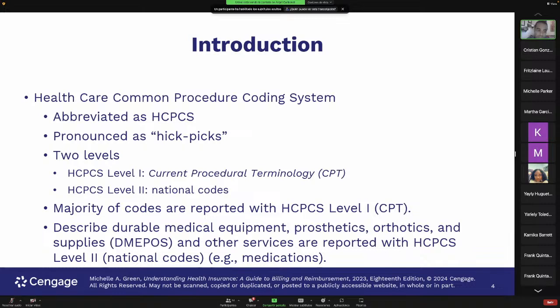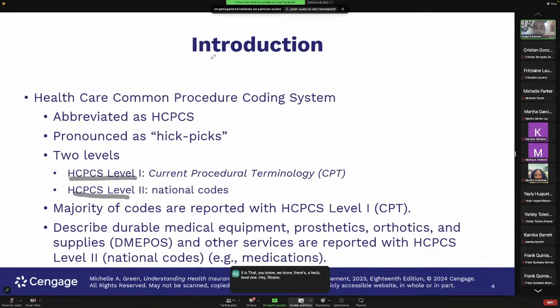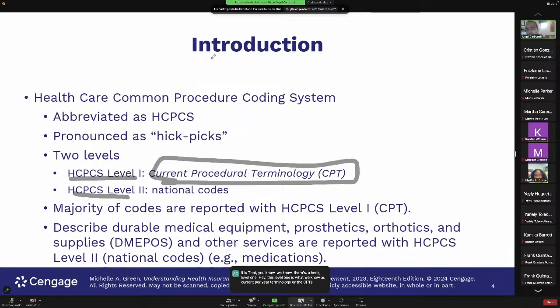Just understand that Healthcare Common Procedure Coding System, or HCPCS, is pronounced "HCPCS." We know there's HCPCS level 1 and HCPCS level 2. HCPCS level 1 is what we know as Current Procedural Terminology, or the CPTs. So every time we talk about CPT, we're talking about HCPCS level 1.